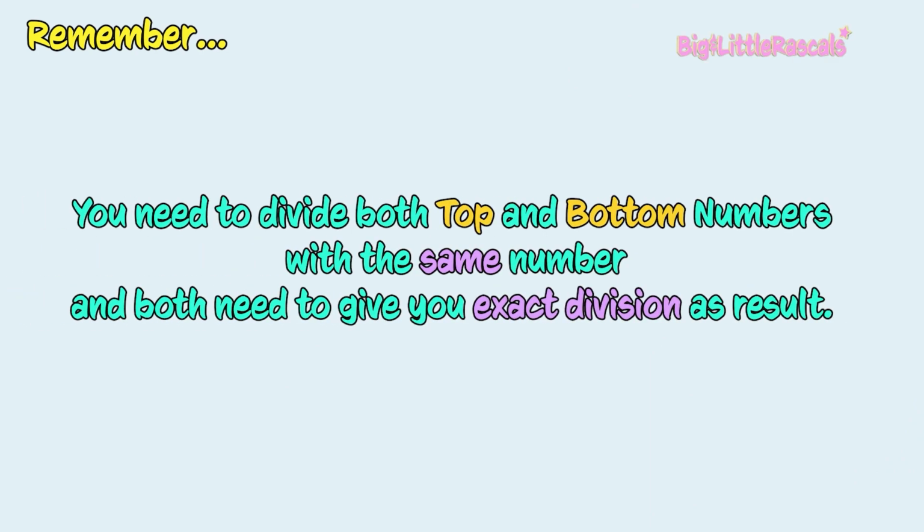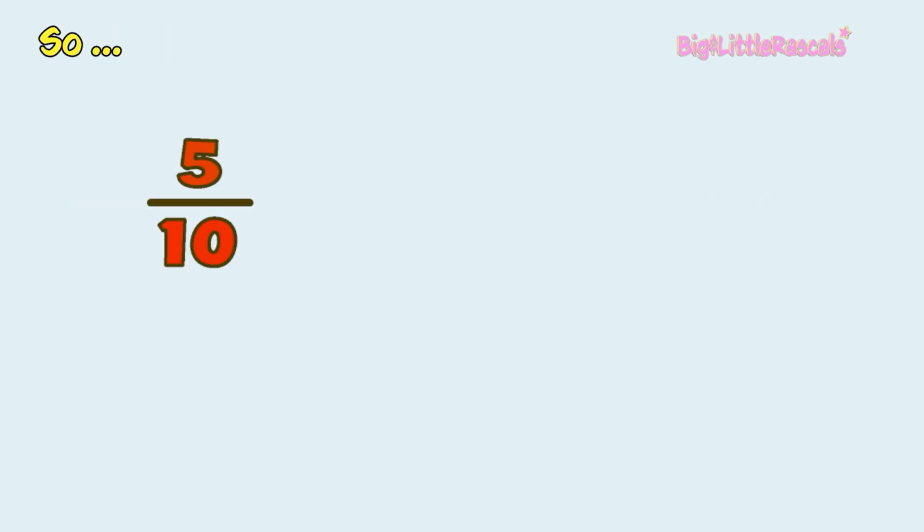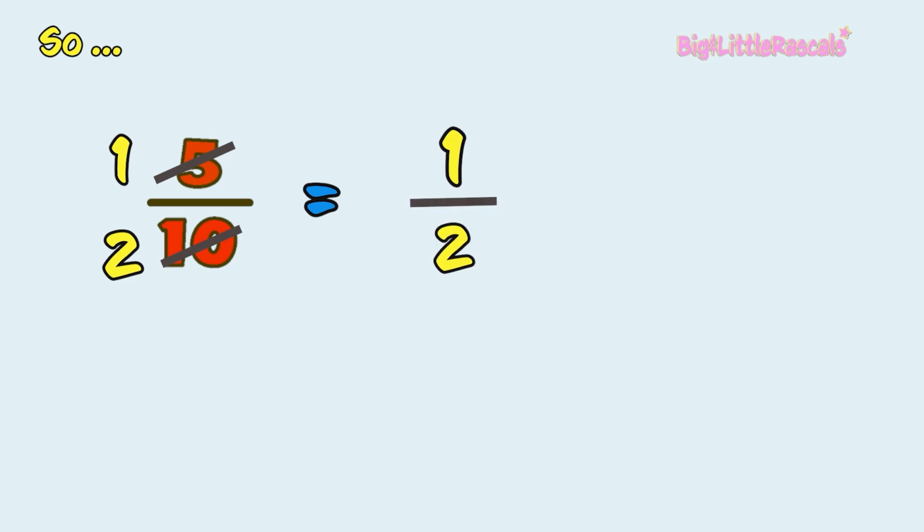To simplify a fraction, always remember, you need to divide both the top and bottom number by the same number, and both need to give you an exact division as a result. So, both top and bottom numbers need to be divided by 5. We divide 5 by 5, it gives us 1. We divide 10 by 5, it gives us 2. So, it gives us half.